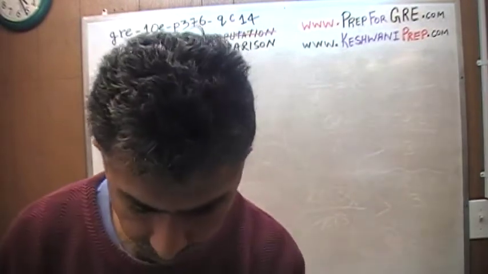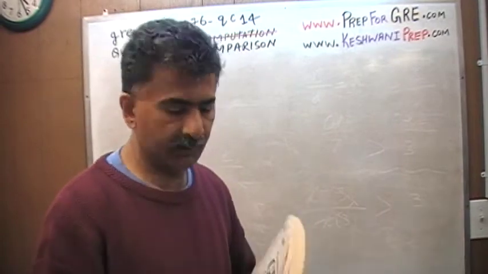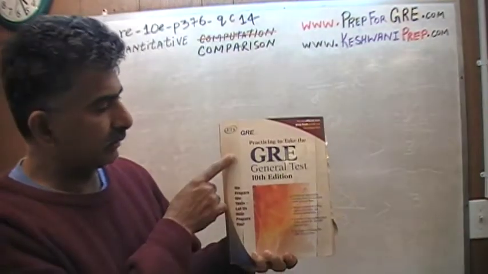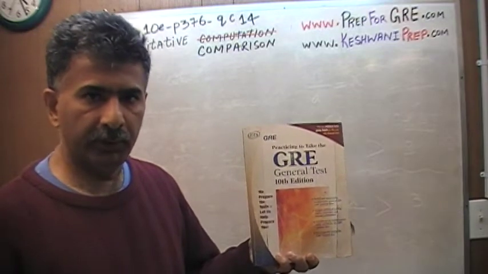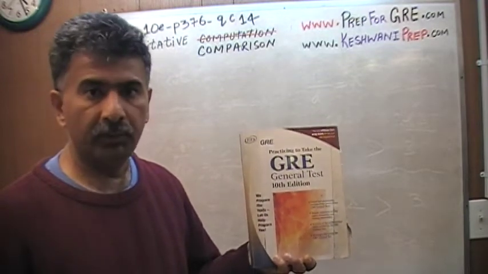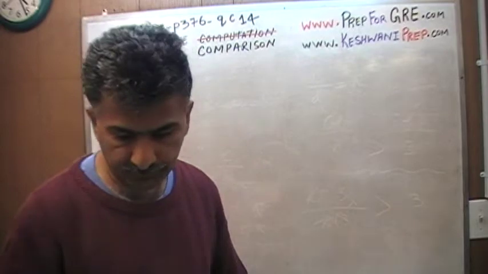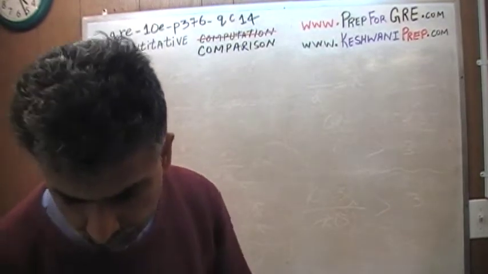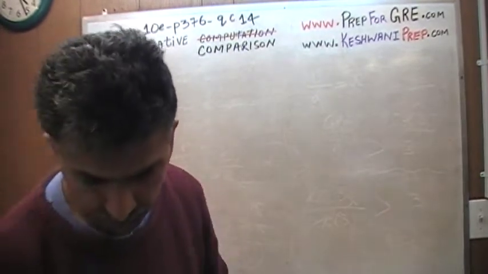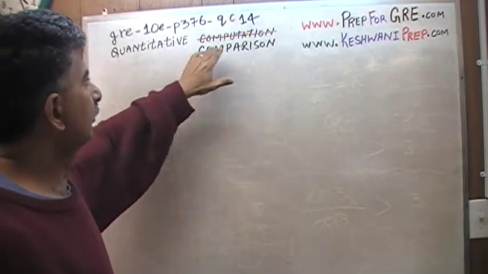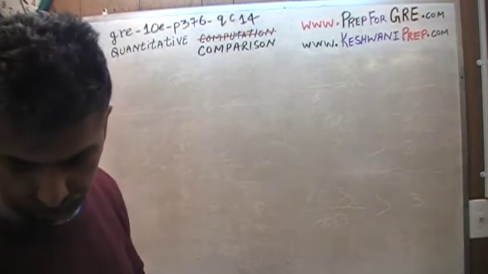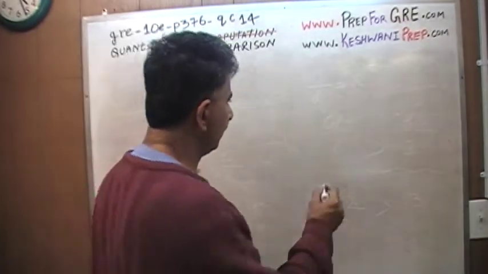Keshwani. I have been solving math problems for GRE out of this book here, practicing to take the GRE general test, the 10th edition. If you do not own this book already, purchase one immediately. You're going to need it in order to prepare for the exam. The problem that I'm about to solve is the one that you're going to find on page number 376, quantitative comparison question, number 14. Number 14, the penultimate question.